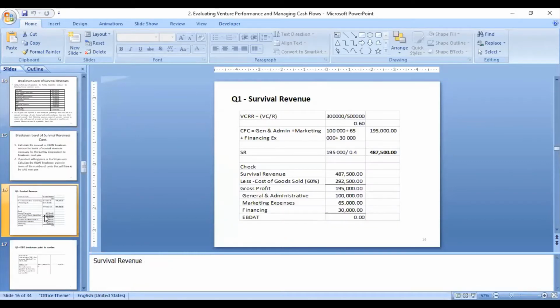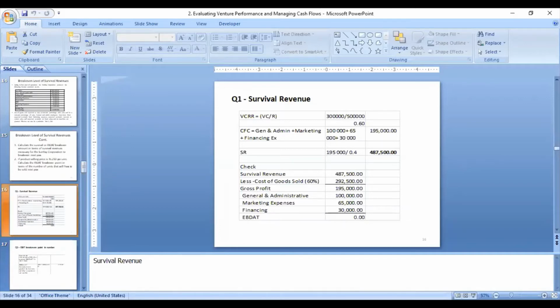This is very simple. Here the variable cost revenue ratio is 0.6. The cash fixed cost is 195,000, that is the total of 100,000 administration cost, marketing and financing cost. So then the survival revenue you can get as 195,000 divided by 1 minus 0.6. That is 487,500, the survival revenue. So can you interpret what is the meaning of this survival revenue? Amma, can you explain this? What is the meaning of this 487,500?